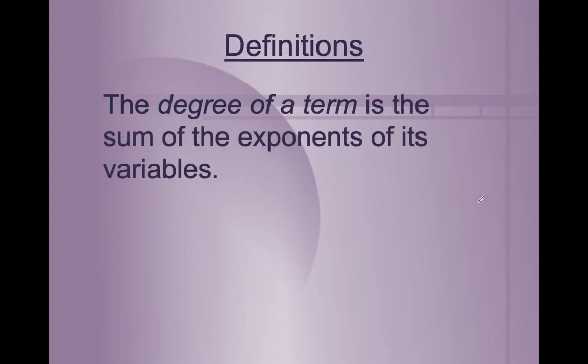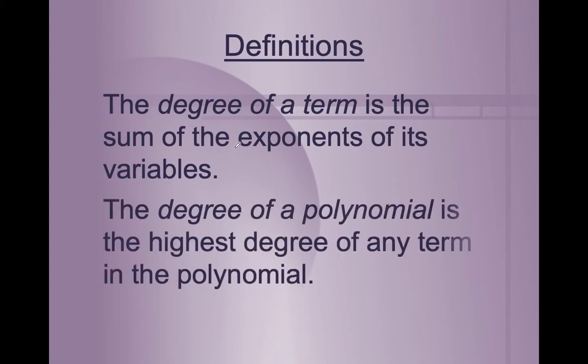The degree of a term is the sum of the exponents of its variables. The degree of a polynomial is the highest degree of any term. Do y'all see the difference between these two? So the degree of a term, we had 4x squared y cubed z. The degree of this term would be 2 plus 3 plus 1, which would be 6. So that's the degree of a term.